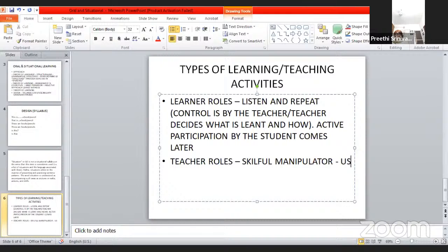So here the teacher is one who uses questions and commands. Commands and cues. What's a cue? A cue is like a prompt.